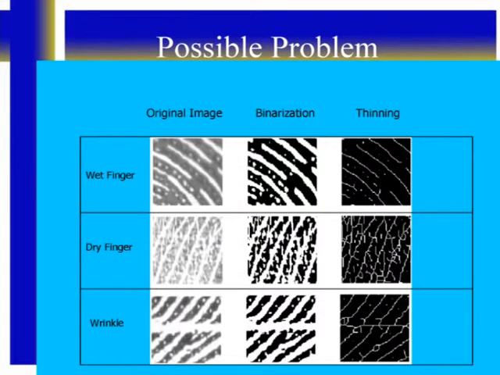These are the possible problems which we will not be considering in this project, because we shall imagine that the fingerprints captured are good quality fingerprints. If you have a wet finger, you may get this as an original image, and after thinning you may get this. If you have a dry finger, you will get something of this sort. If you have a wrinkle, you will get something of this sort. In fact, capturing and matching fingerprints of old people and infants is considered very tricky and difficult, because the fingers themselves have blurred prints.